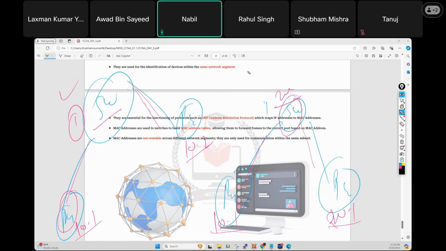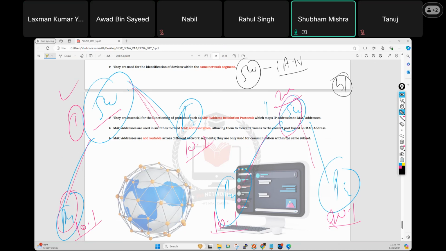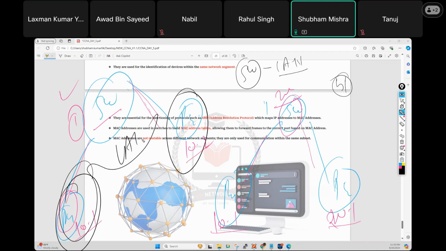I told you, same broadcast domain. What is the use of a switch? A switch makes communication possible in your LAN network, right? Between LANs, the switch is not responsible, right? So here you configure 10.1 and 10.2. It means both PCs belong to the same LAN. But here you are configuring a different network. How is it possible? Not possible. Getting my point, everyone? So that's the reason it is written here: MAC address is not routable in a different network.